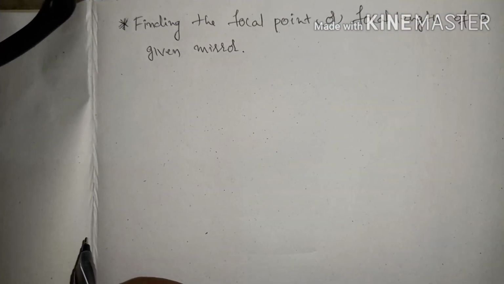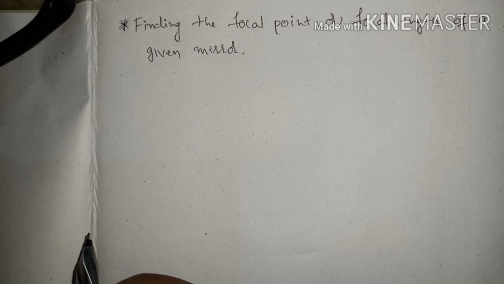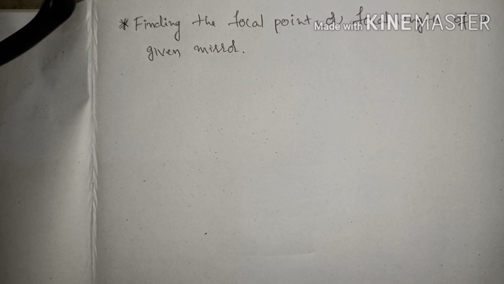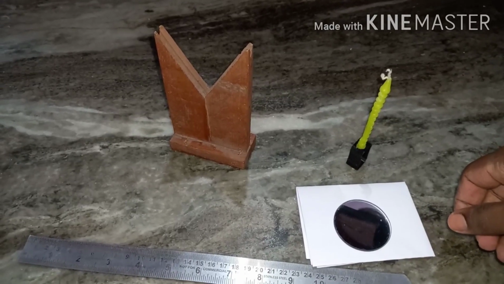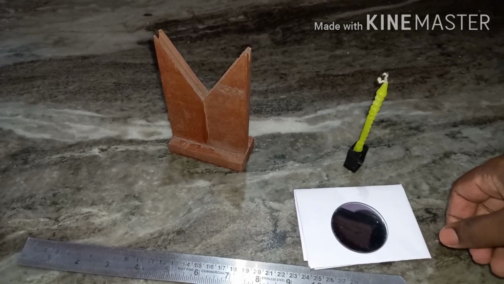Today we are going to learn a new activity, that is finding the focal length or focal point of a given unknown mirror. Simultaneously we can also learn object distances with reference to different image properties. Okay, so for that we'll go for the activity. Okay guys, so now we'll check the activity about finding the focal length of a given unknown mirror.